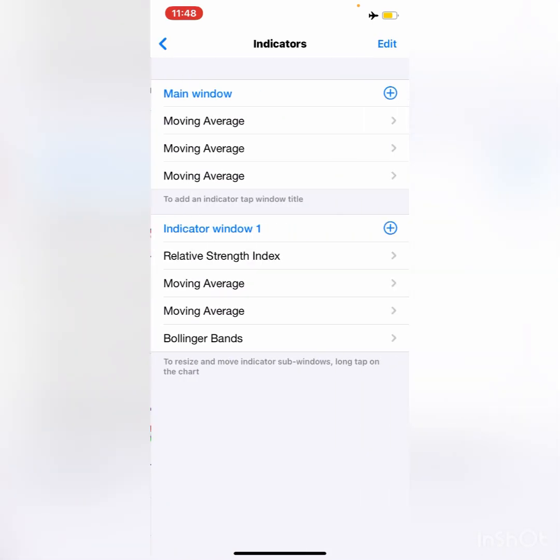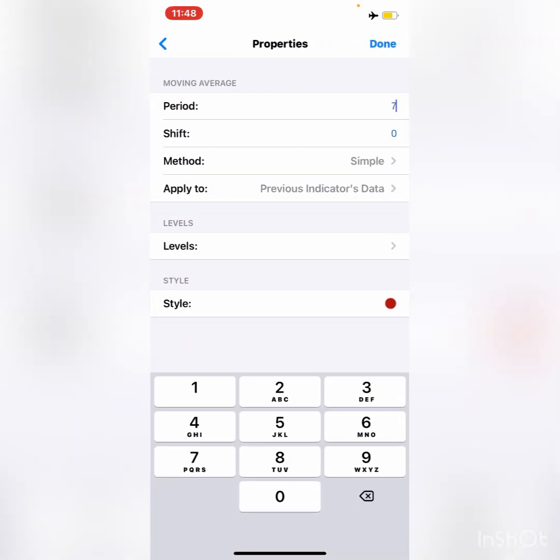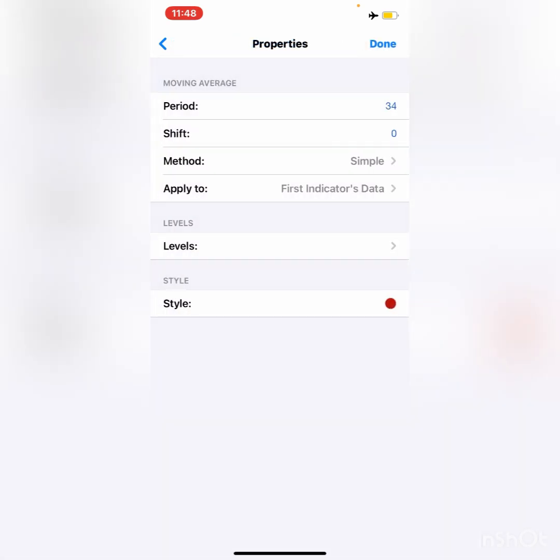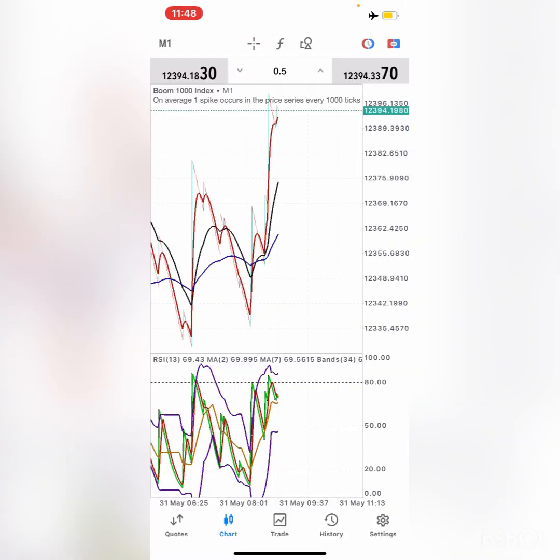And then lastly, for our TDI, again, indicator window 1, we will need a moving average, and this moving average will have a period of 34, a shift of 0, a method of simple, apply to. This time we want first indicators data again, and then the color, I'll choose brown, then save, then done.